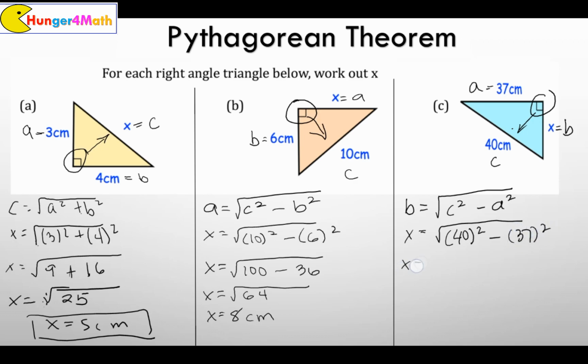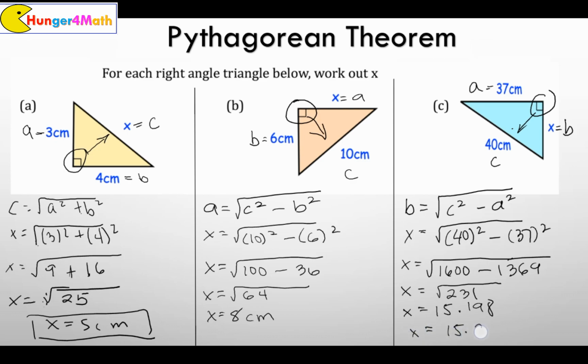Now let's copy X equals the square root of 40 squared is 40 times 40, and that is 1600, minus 37 squared is 1369. Copy X equal to the square root of, let's subtract, and that is 231, 1600 minus 1369. So X now is equal to the square root of 231, and that is 15.198. Now in one decimal place, X will be 15.2 centimeters. So that will be the value of X for letter C.